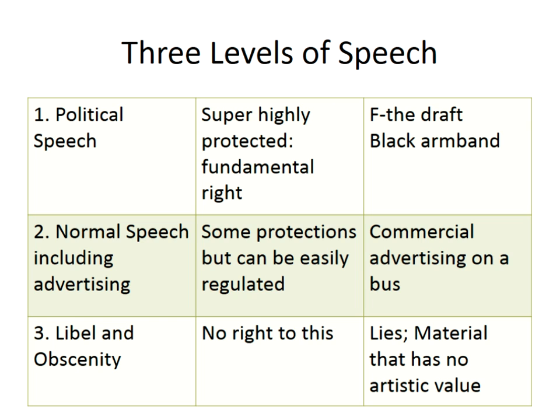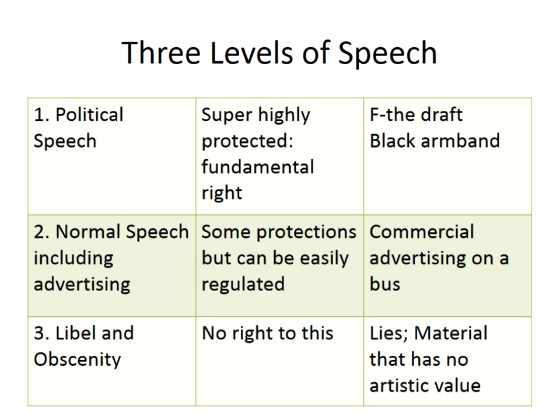At the bottom level, we have speech that's not protected at all. Libel, which is telling lies about people. Obscenity, which is just stuff that has no redeeming artistic value, like pornography. So a sculpture of the David by Michelangelo is art, but a picture of a naked person is pornography. So if it has no artistic value, it's obscenity, and there's no protection for this kind of speech.